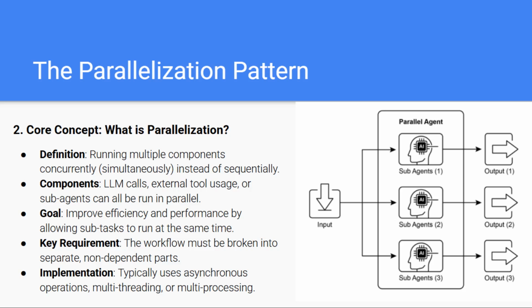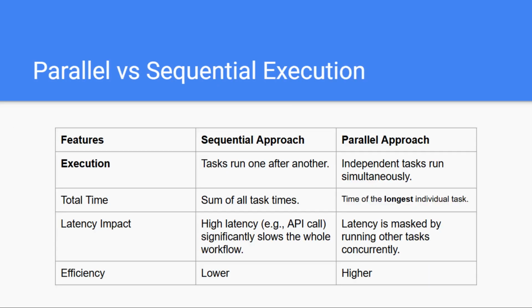Parallelization means running multiple components like LLM calls, tools, or sub-agents concurrently rather than sequentially. By executing independent tasks at the same time, it reduces overall execution time for workflows that can be broken into separate, non-dependent parts. The concept of parallelization becomes clearest when we look at how a research agent handles a complex task compared to the traditional sequential approach.